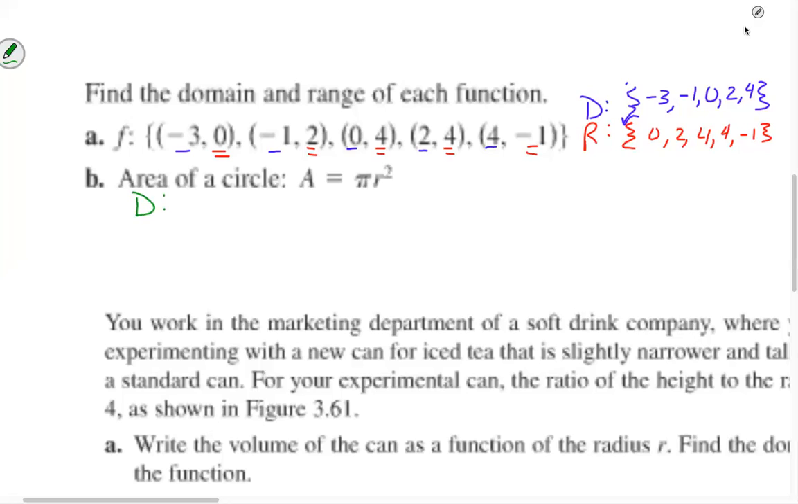So my domain here would be r has to be greater than or equal to 0. Well, why is that? Well, r is a radius. It's a distance. Can't have a negative distance, right? If you were less than it, it just wouldn't exist. So your domain has to be r greater than or equal to 0. And your range, your area, well, my range has to be greater than or equal to 0 as well. Because it just stops at 0. You can't have negative area. You can't have negative distance.